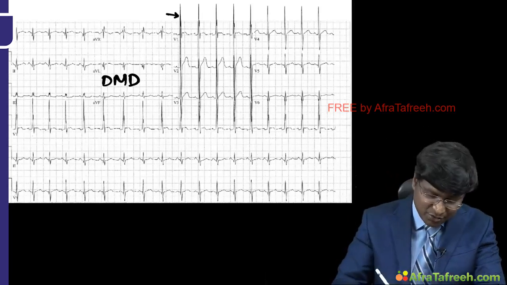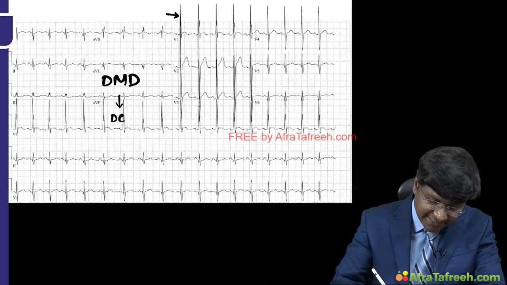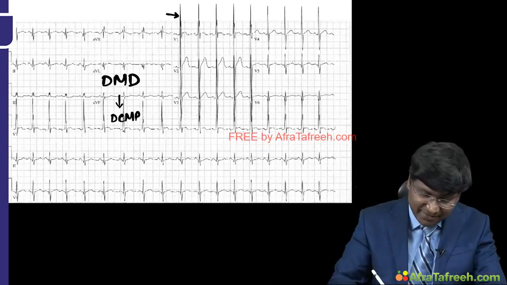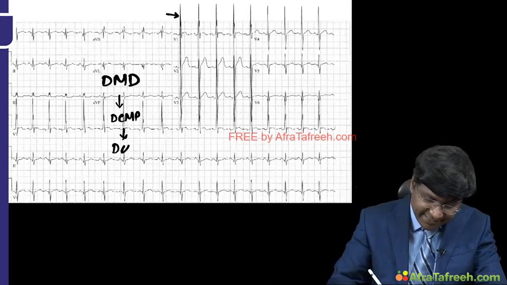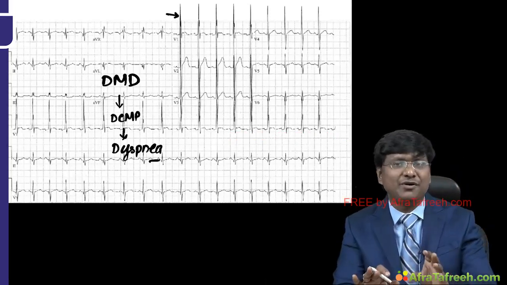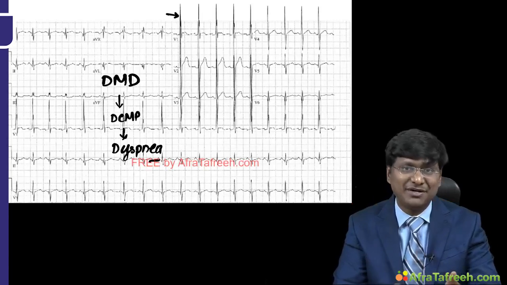And these patients with Duchenne's muscular dystrophy develop the abnormal cardiomyopathy, that is dilated cardiomyopathy. Once there is development of dilated cardiomyopathy, these patients develop the important symptomatology, that is dyspnea. Dyspnea is a very, very important symptomatology of Duchenne's. Why is there development of dyspnea?